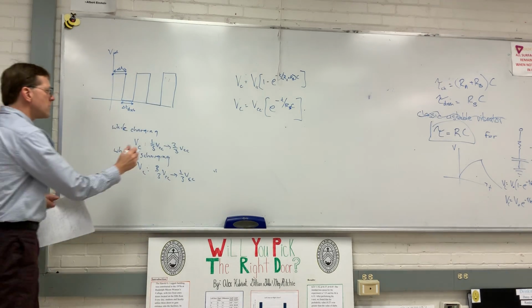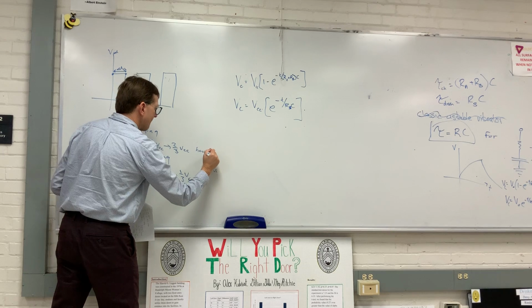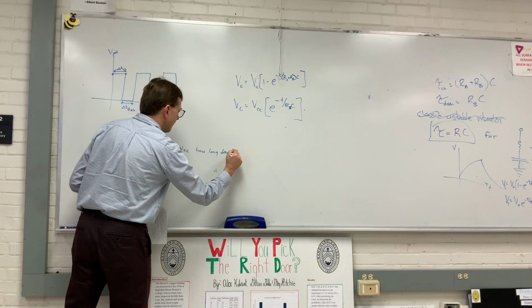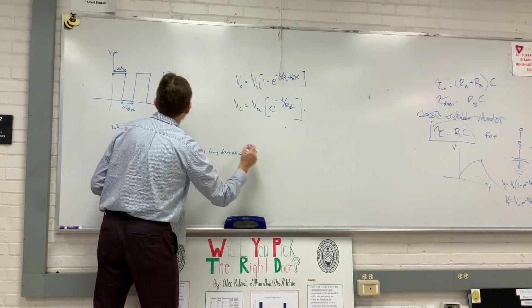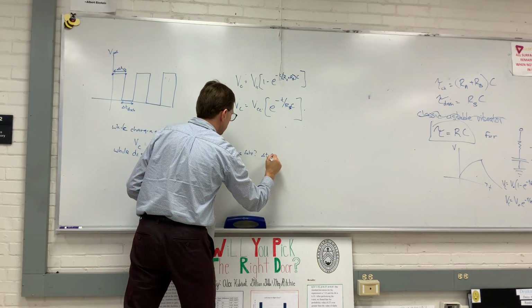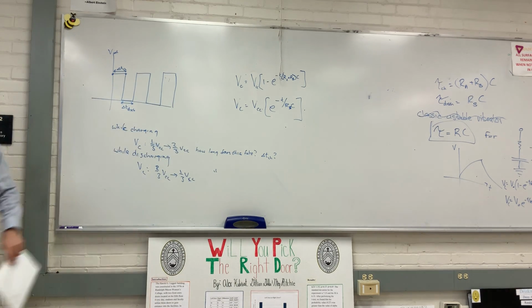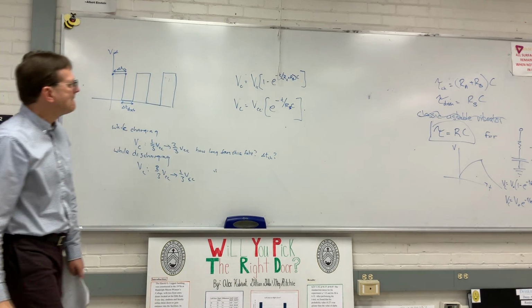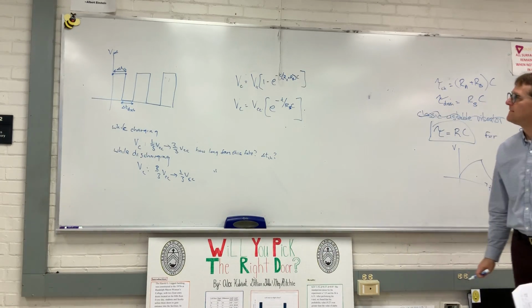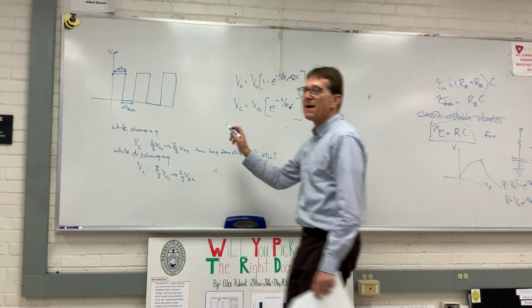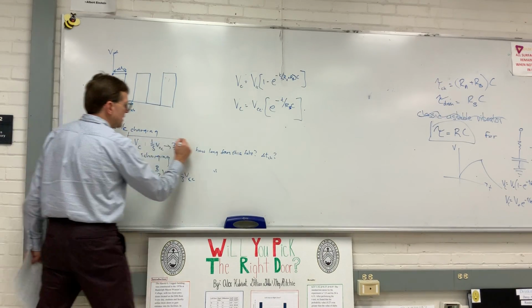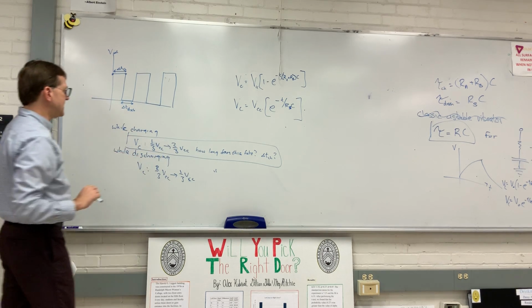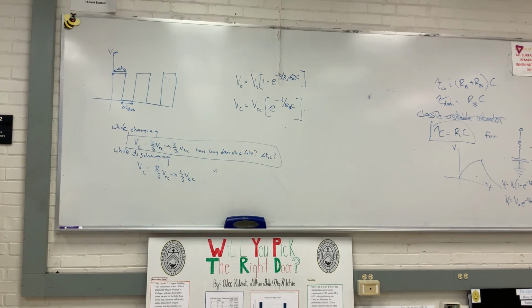So what I want to know is how long this takes. In other words, what is delta T charging? And then I want to ask the same thing for discharging. How do I figure that out? I'm asking you a math question, really, more than a physics question. I want to know how long it takes for VC to go from 1/3 VCC to 2/3 VCC. If you really think about it, it's not a very difficult question.